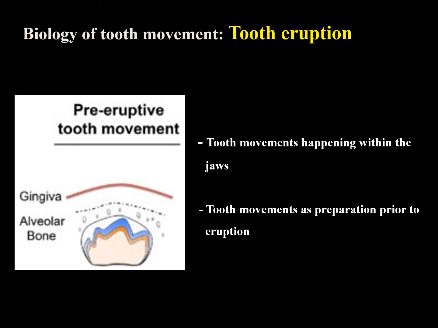So what happens during a tooth eruption? We should first go to what is pre-eruptive tooth movement. These are basically the tooth movements happening within the jaws. As you can see on the image, the tooth has to emerge through different layers to reach its final position. So the movement occurring within the jaw is what is pre-eruptive tooth movement. These are also the movements which will help the tooth prepare for its final eruption.